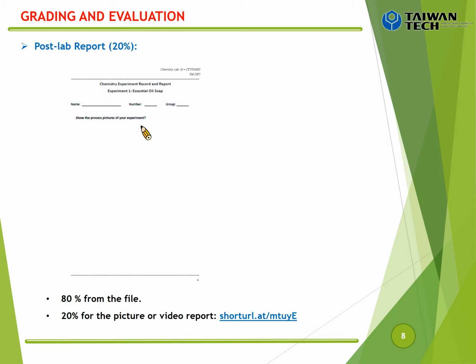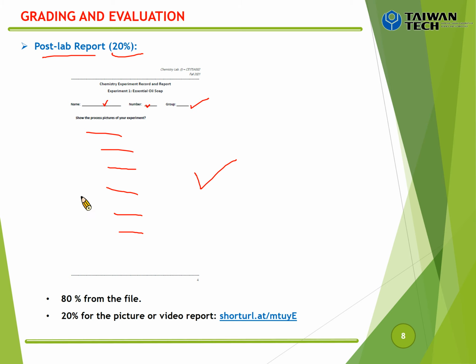And the next one we talk about is the post-lab report. So this one will be 20%. The first part is the form. The form I already uploaded on Moodle, and then you just follow that form. You can print it out and fill in the parts we have here, or you also can write everything by yourselves, okay? Also remember to write your name, your number, and group number as well.